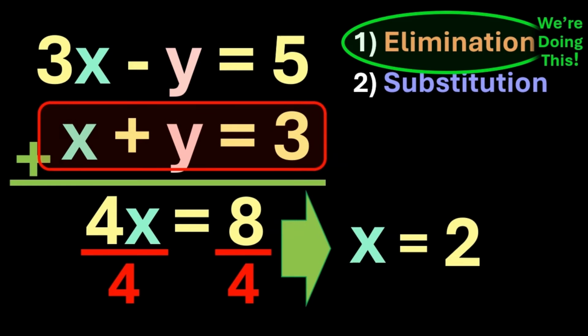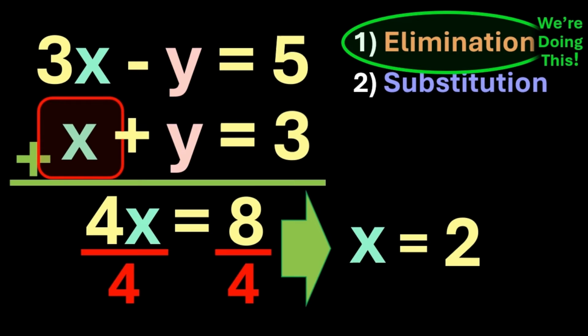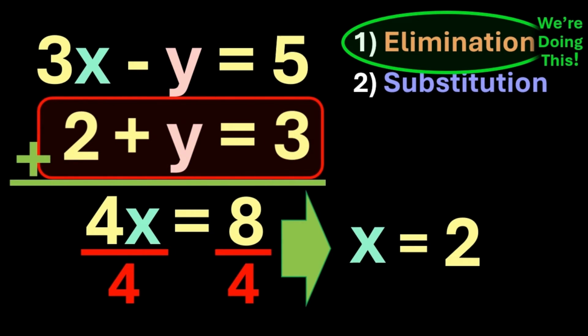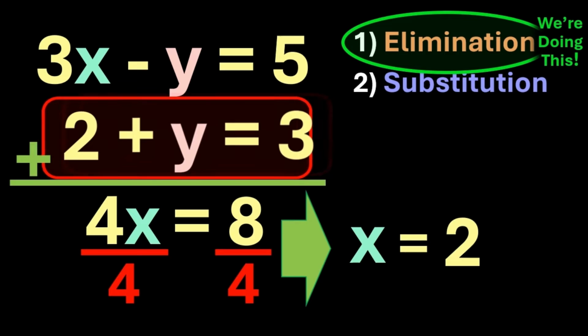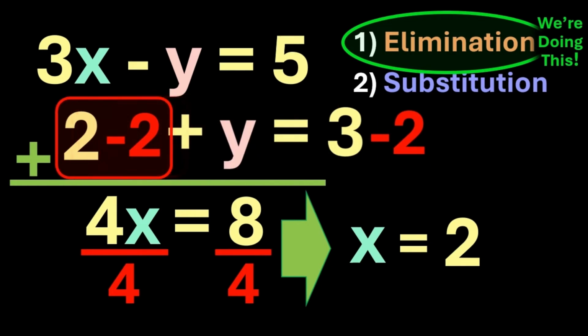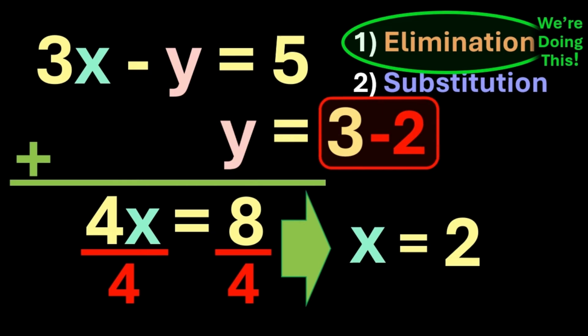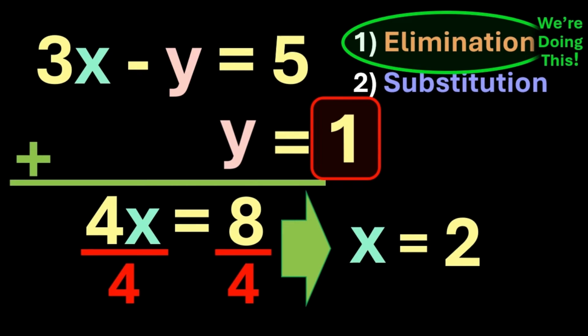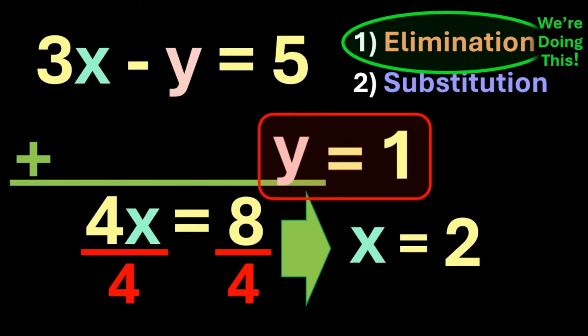I'll go for this equation because it is simpler. Let's change this x to 2. We have 2 plus y equals 3. Now let's subtract 2 from both sides. On the left hand side, plus 2 and minus 2 cancel out. And on the right hand side, 3 minus 2 is 1. And what we get is y equals 1.